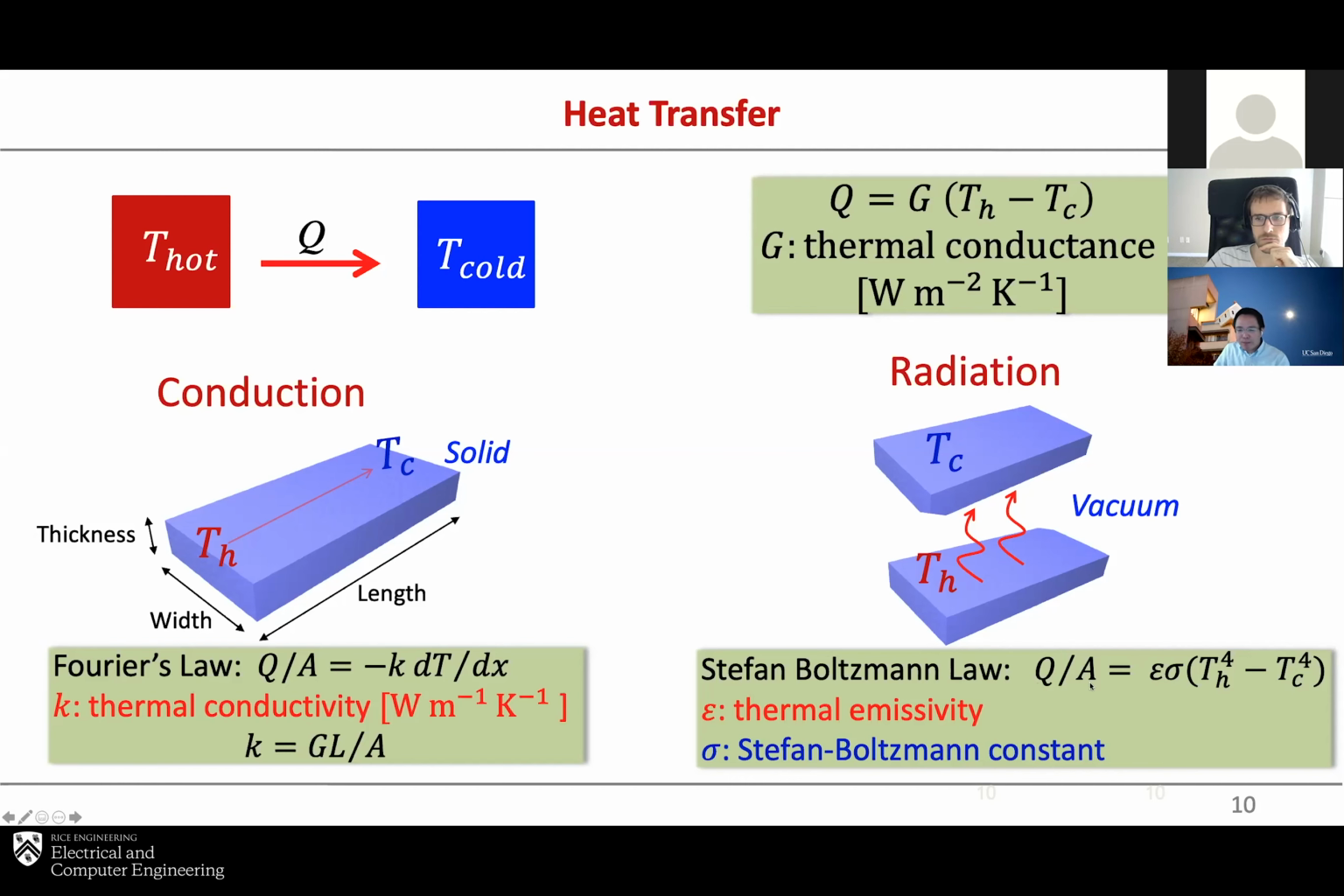It's called the Stefan-Boltzmann law, where the heat flux per unit area is related to the fourth power of the temperature between the hot side and cold side, and it's related to this constant sigma, the Stefan-Boltzmann constant, and also a material property, which is epsilon, thermal emissivity. And obviously, emissivity can go from 0 to 1. When the emissivity is 1, you have a black body.